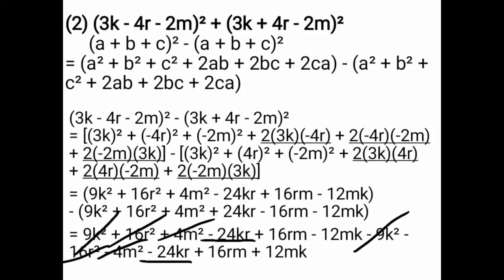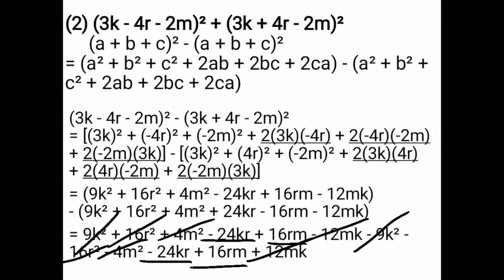Then 16rm plus 16rm. Both 16rm are positive. 16 plus 16 is 32. That is plus 32rm. Minus 12mk plus 12mk get cancelled because minus into plus is minus.